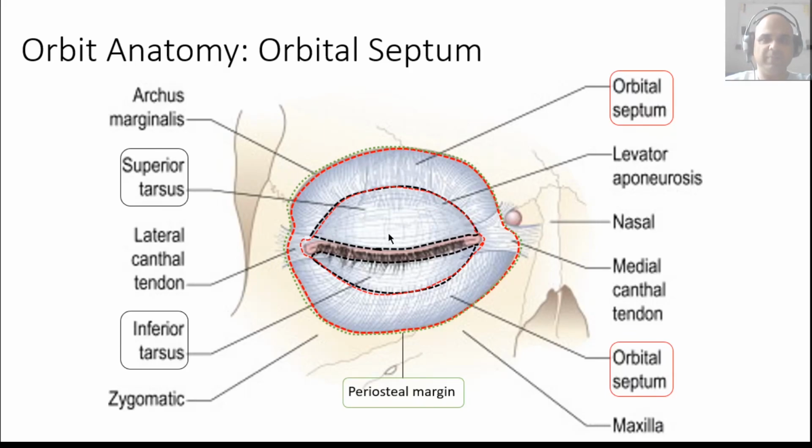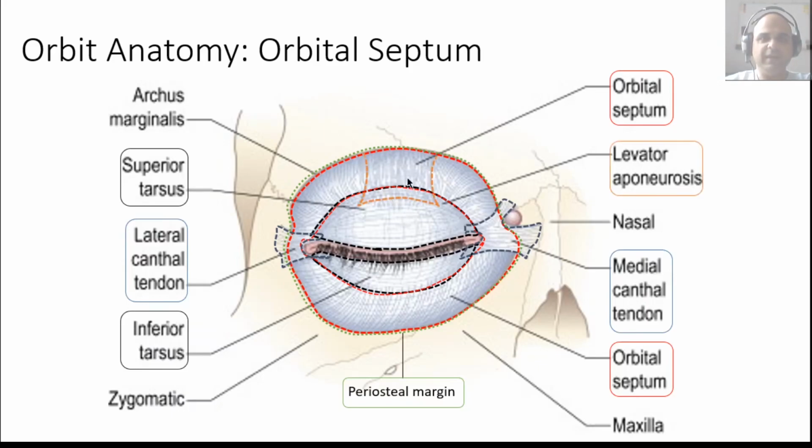black dotted line. And the tarsal plates of both the upper lid and lower lid are anchored to the bony orbital margins by lateral and medial canthal tendons or ligaments. This is the medial, and this is the lateral. So this is just to keep the lid stretched and also to provide support to these tarsal plates.